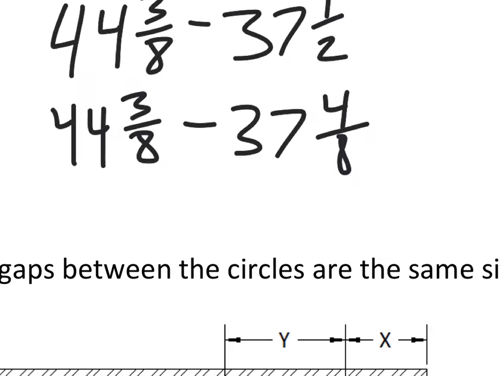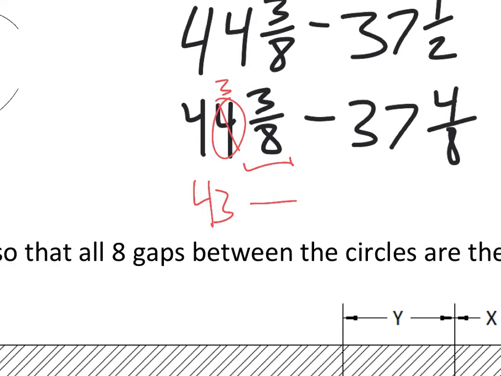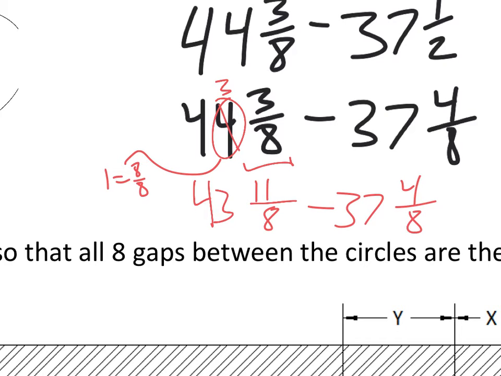Well, we have 44 and 3/8, and we need to subtract 37 and 4/8. Well, how do we do that? I need to change the way this looks. I need to take one of these and change this into 43, and I'm going to get some extra 8s. How many 8s can you get for this extra 1? Well, 1 is 8/8. We already had 3/8, so 8/8 and 3/8 is 3 plus 8, which is 11/8. Now I have 11/8.